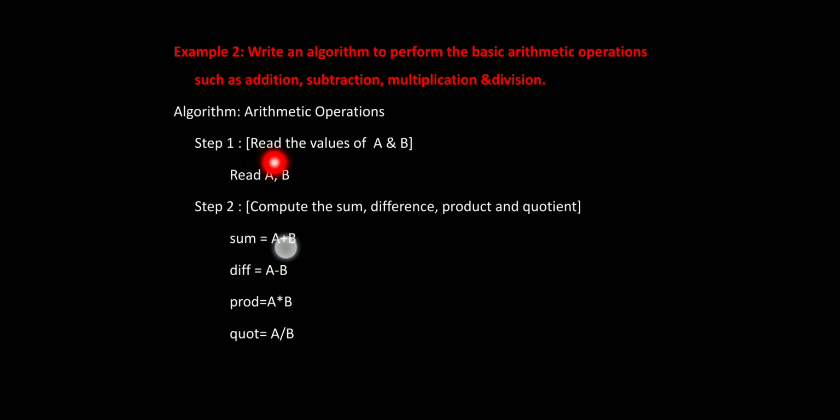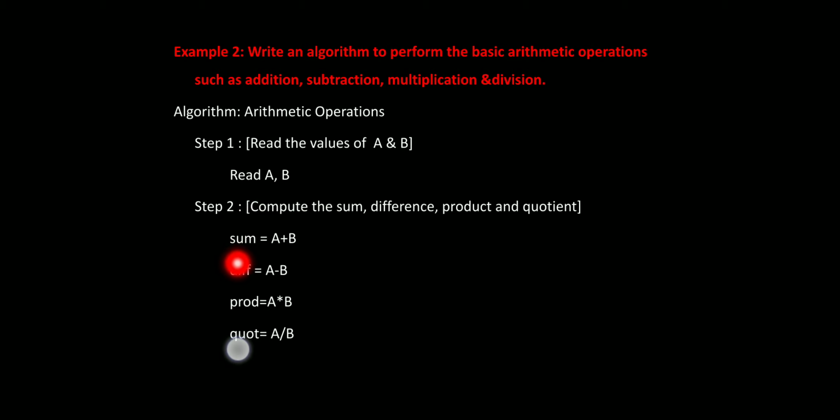This is the explanatory comment that is included in a square bracket. Whatever comment we write, that must be in a square bracket. Here, I read a and b in the first step. In the second step, compute the sum, difference, product and quotient. This is the comment which is in a square bracket.